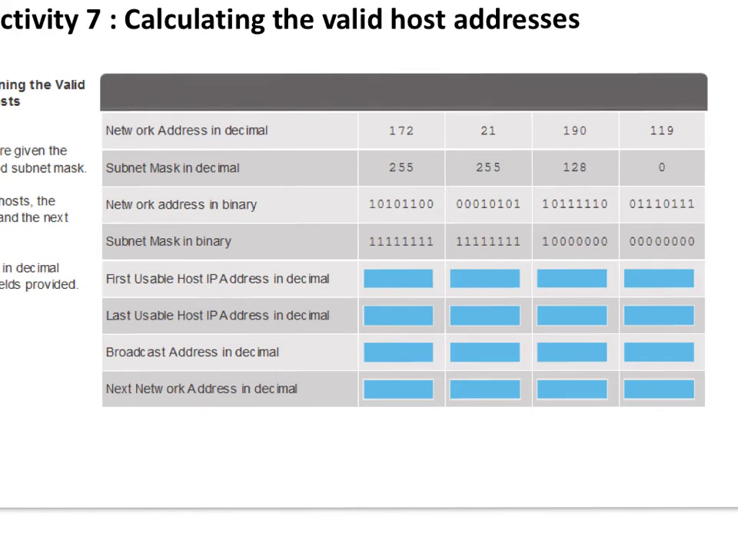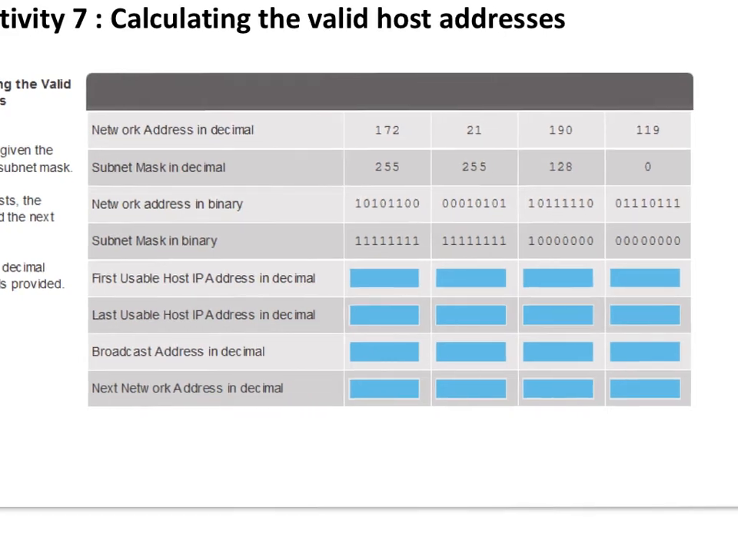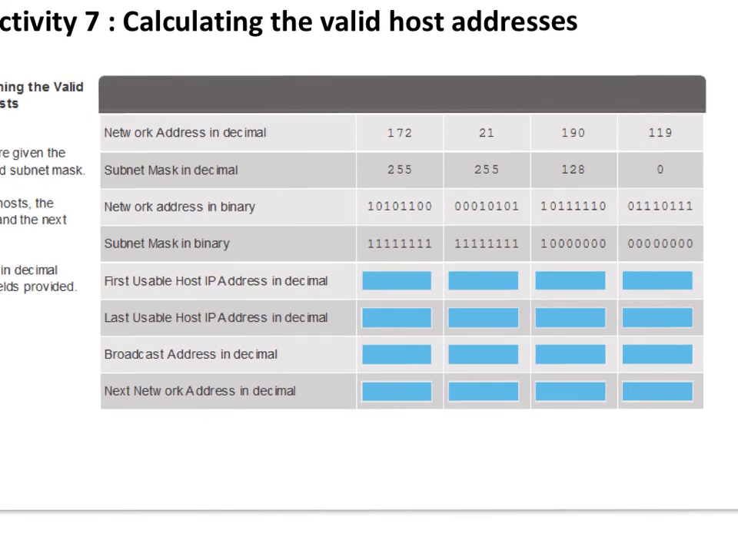Okay. So the main issue here is that the byte that has the difference between ones and zeros in the subnet mask is the third one, not the fourth one like in the basic part. The main rule is again the same method. We take the host part, we set it all to zero except the least significant bit, and this is the first usable host address. If we set it all to one except the least significant bit, which we set to zero, this is the last usable host address. And if you set it all to one, this is the broadcast address. If we add one to the broadcast address, this is the next network address.